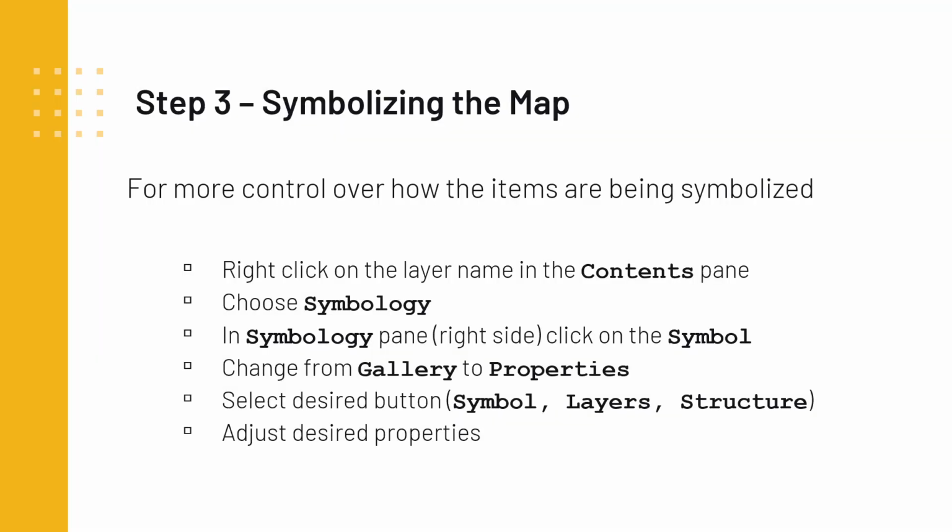If you want even more control of how a layer is going to be symbolized on your map, you can right-click on that layer in the contents pane, choose Symbology. In the Symbology pane, click on the symbol. Then you can change from Gallery to Properties. You can adjust the various symbol, layer, or structure by clicking on the appropriate button and adjust the desired properties.